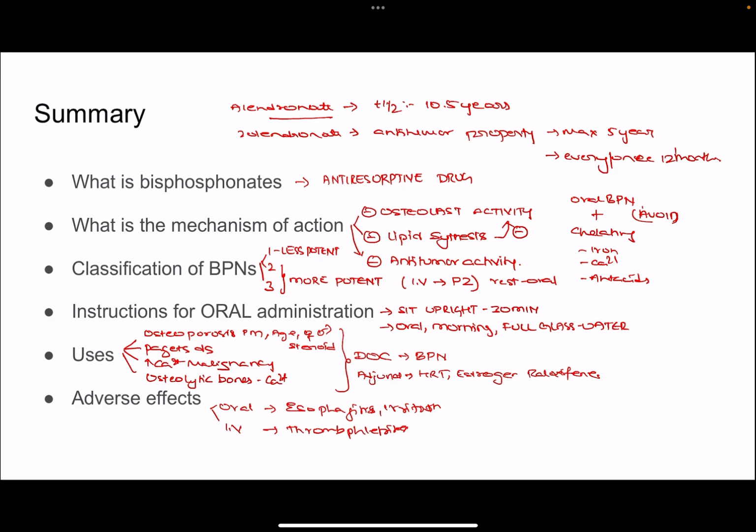alendronate. Which drug has got the anti-tumor property? It is zoledronate, along with inhibiting osteoclastic activity and inhibiting lipid synthesis. They also have anti-tumor activity. So what are the instructions you are going to give whenever it is given through oral route? The patient has to sit in upright position for at least 30 minutes after the intake of water in the morning with a full glass of water. So IV route, it causes thrombophlebitis as well as it can cause cytokine induced flu-like reactions.